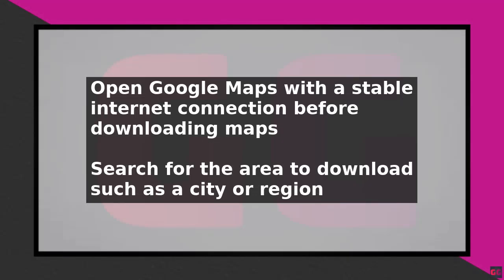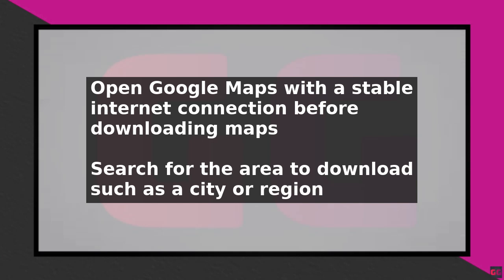To use Google Maps offline, start by opening the Google Maps app on your device. Make sure you have a stable internet connection before attempting to download maps for offline use. First, search for the area you want to download, such as a city or a region.